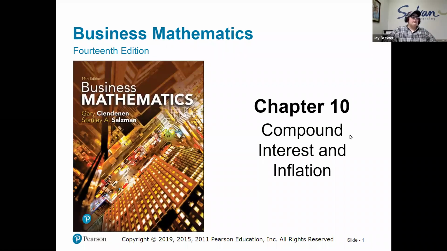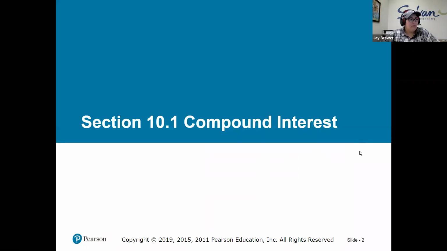All right, so chapter 10. We're only going to do section 1 today, and then we will finish it out next week. Compound interest.